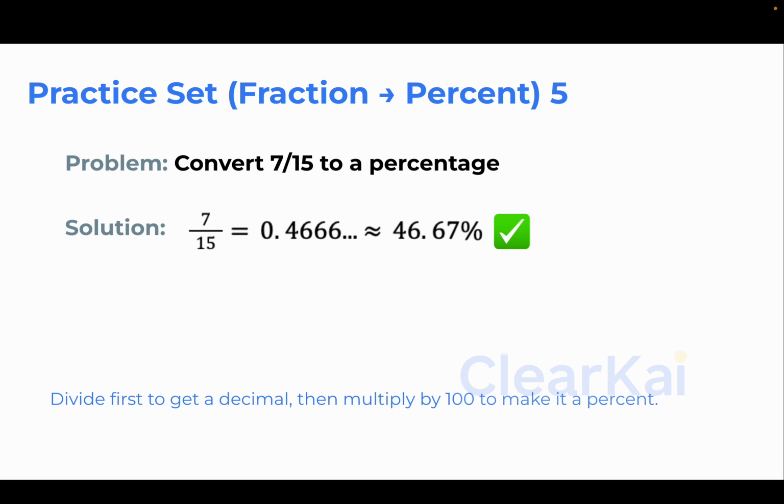Here is the key idea to remember. To change any fraction to a percent, divide it first to get a decimal, then multiply by 100. Simple and always works.